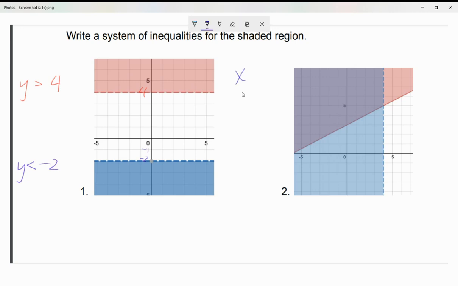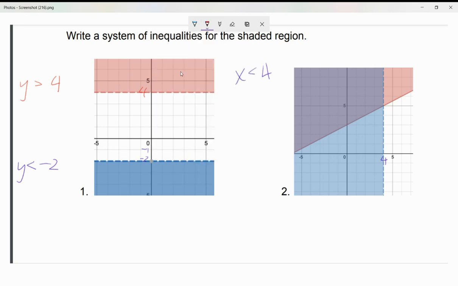This one is x because it's vertical. A vertical line is always an x value. This is less than because it's shading everything less than this number, which is 4. So this line is shading everything less than 4. That's what it's trying to tell you. That's not that hard if you get to know it better.